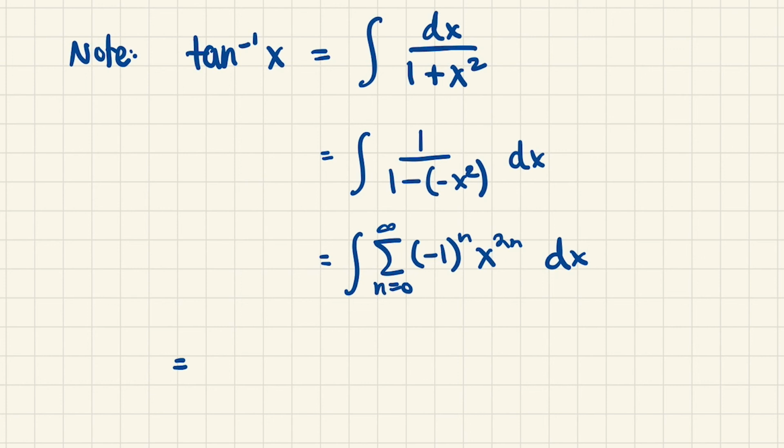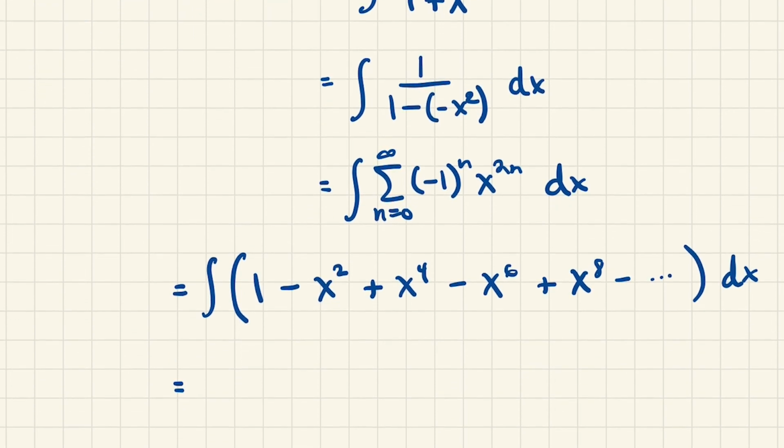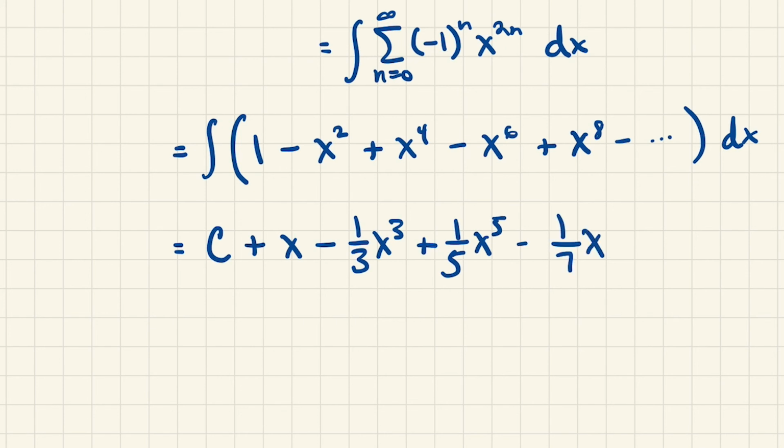All right, so let's write out the terms for our integral here. So this is equal to the integral of the terms of this thing. Well, that would be 1 minus x squared plus x to the 4 minus x to the 6 plus x to the 8 minus etc., dx. So now let's integrate each of these terms. So we're going to get that constant plus x minus 1/3 x cubed plus 1/5 x to the 5 minus 1/7 x to the 7, etc.